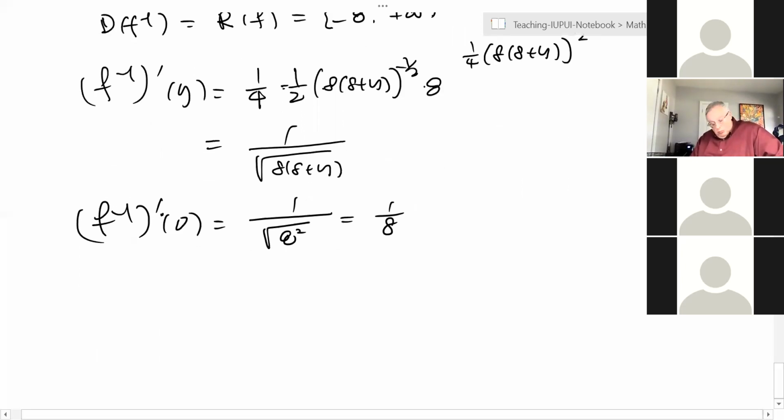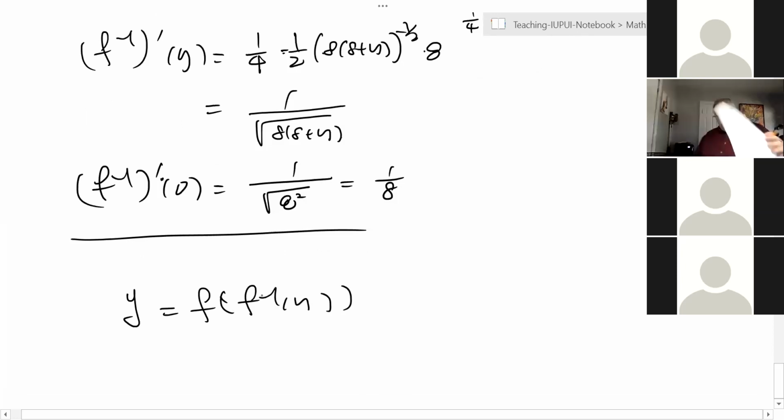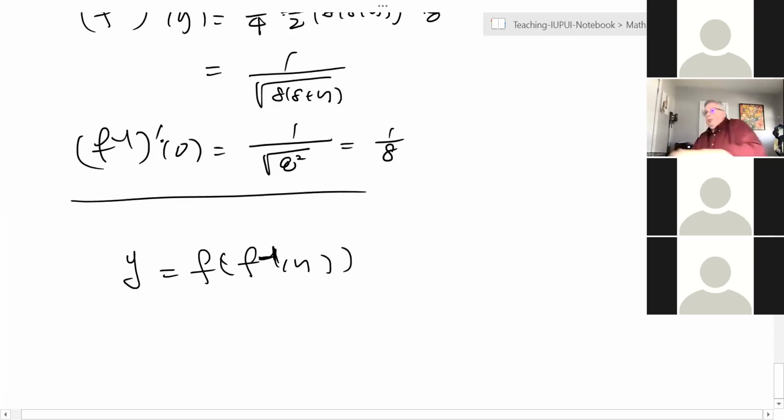Now, is there any better way to solve this? Well, we have to develop a formula, okay? y equals f of f inverse of y. This is an identity, right? So use the chain rule. You can find the derivative. It's the implicit differentiation, right?